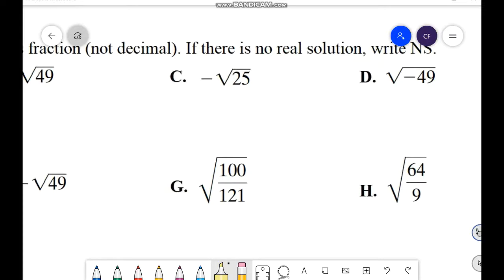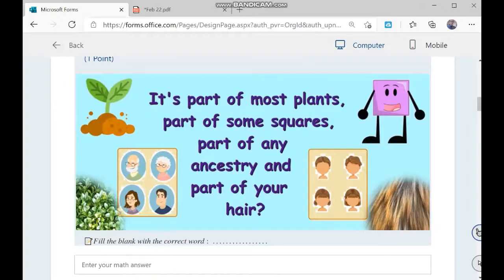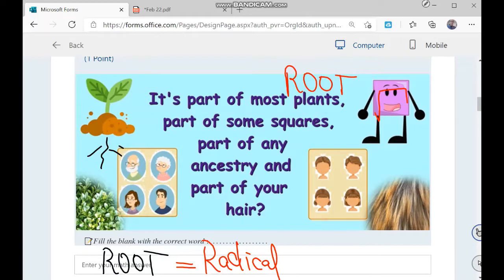B is 7. That's right, Jacob. And the bell work. Let me show you again, Cynthia. The bell work is roots. The answer is roots. Okay, which is the same thing as radical. Okay, Cynthia, thank you.